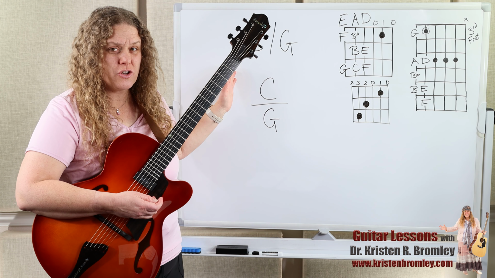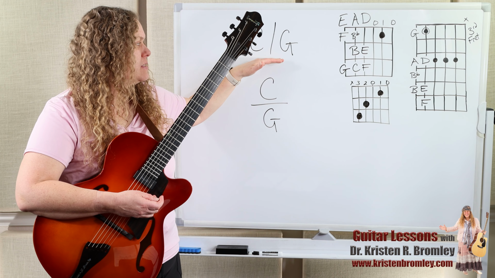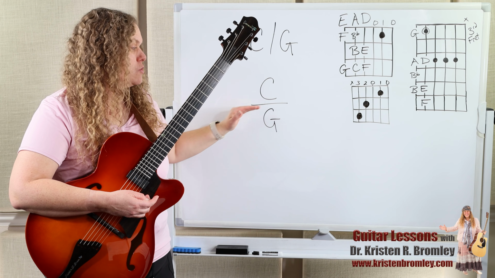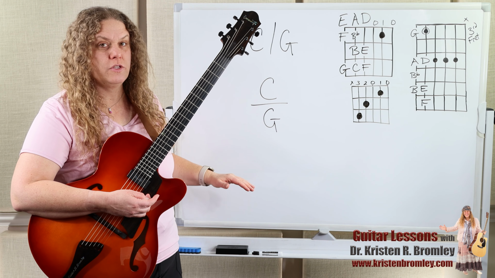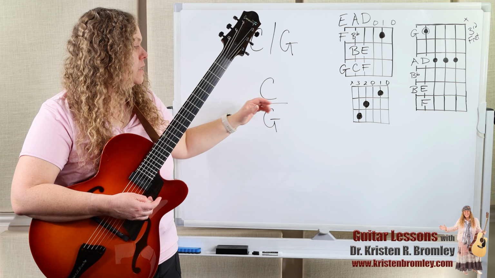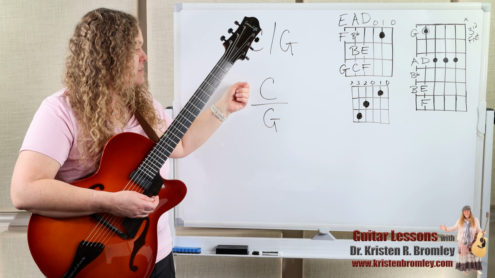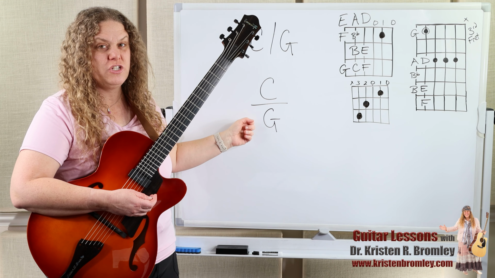We want to make sure and note that this is different. The slash chords are different than polychords. Polychords are written with this horizontal line here between the two. What happens with polychords is we actually have 2 chords stacked on top of each other. So we've got a C chord happening over top a G chord.